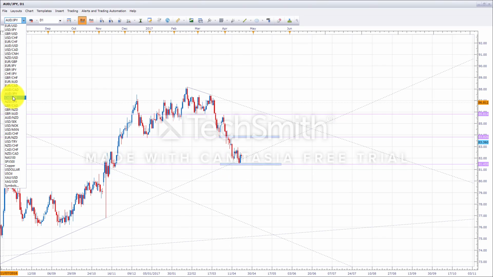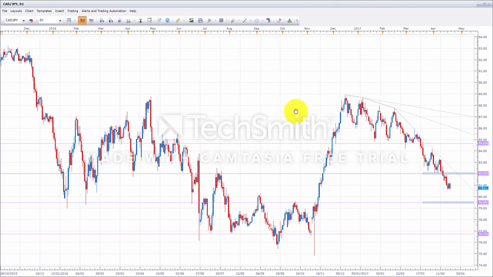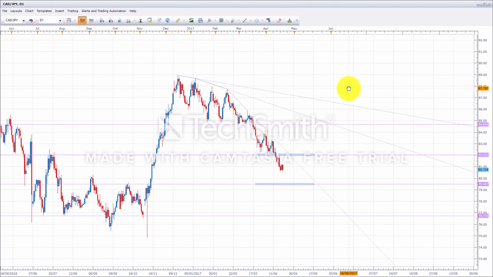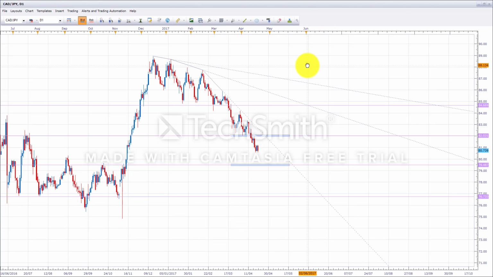The next pair I'd like to look at is the CAD/JPY. Now, as we saw earlier, we're looking for US dollar weakness next week, and when we looked at the US dollar/CAD pair, we were looking at a potential setup to the upside. So we should see some weakness in the Canadian dollar next week. As you can see, it broke through the 82.03 support level here.